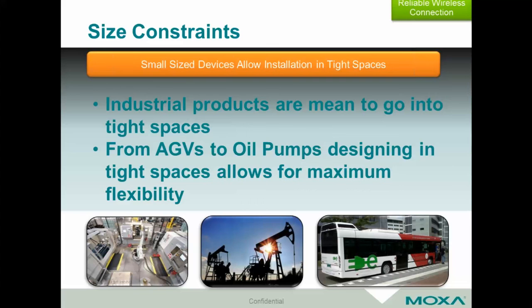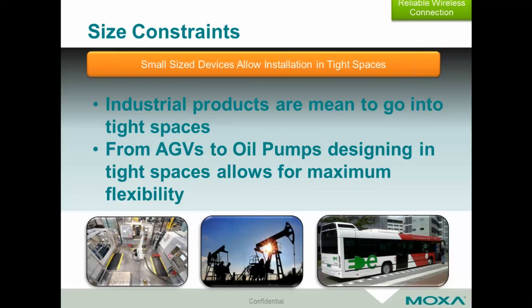Also, size constraints. Obviously, many factories were built a long time ago. A lot of them didn't account for leaving space for communication equipment. So one of the things that you can do to make sure you're not having to totally redo your factory is to look for very small devices, or devices that are designed with space constraints in mind. One of the nice things about industrial products is that most of them are very conscious of the amount of space that's available to them.